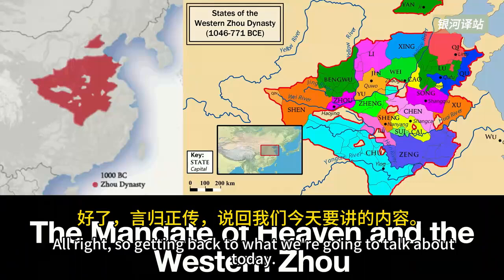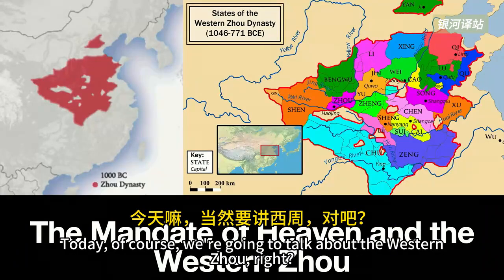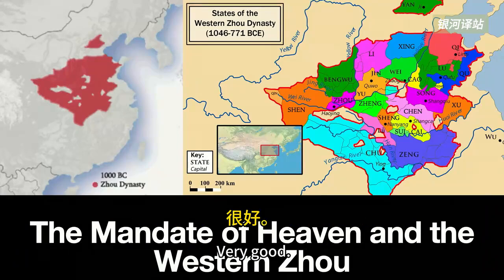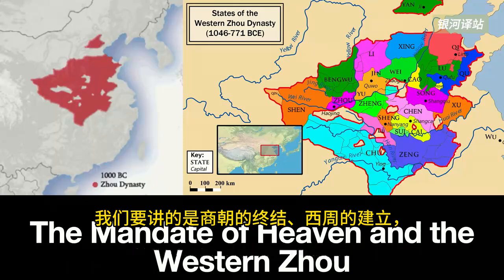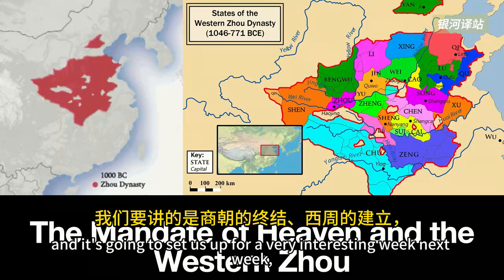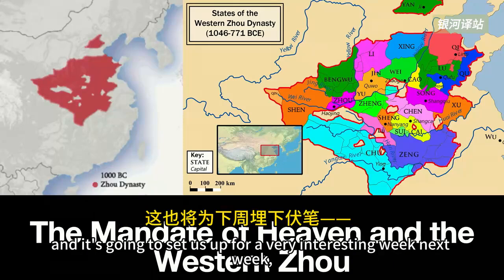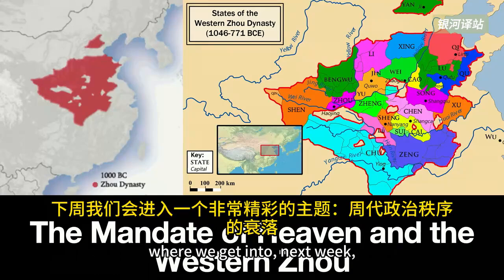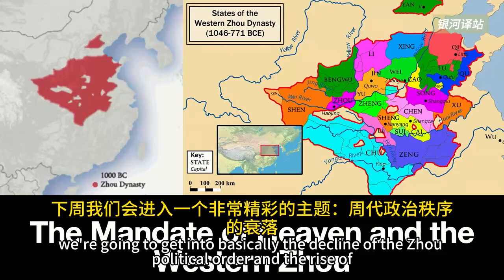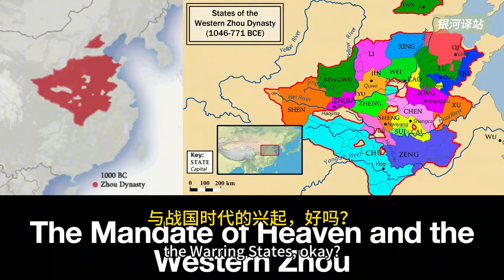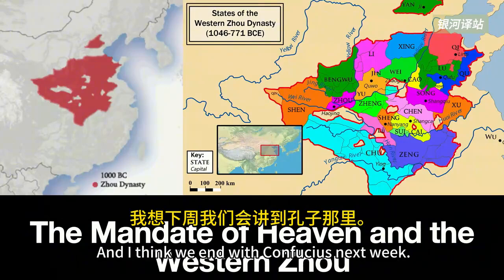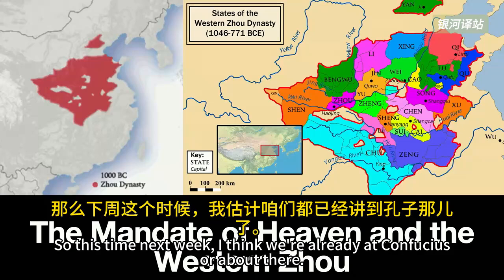All right. So getting back to what we're going to talk about today, of course, we're going to talk about the Western Zhou. We're going to talk about the end of the Shang Dynasty and the foundation of the Western Zhou, and it's going to set us up for a very interesting week next week, where we get into the decline of the Zhou political order and the rise of the warring states. I think we end with Confucius next week. So this time next week, I think we're already at Confucius, or about there.